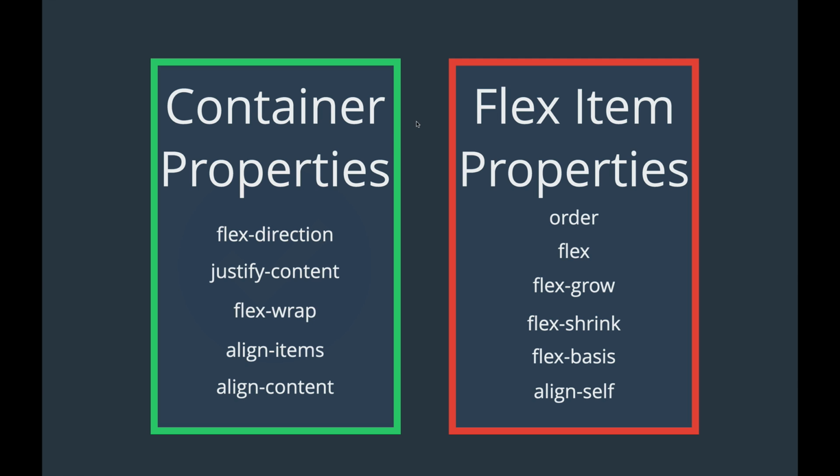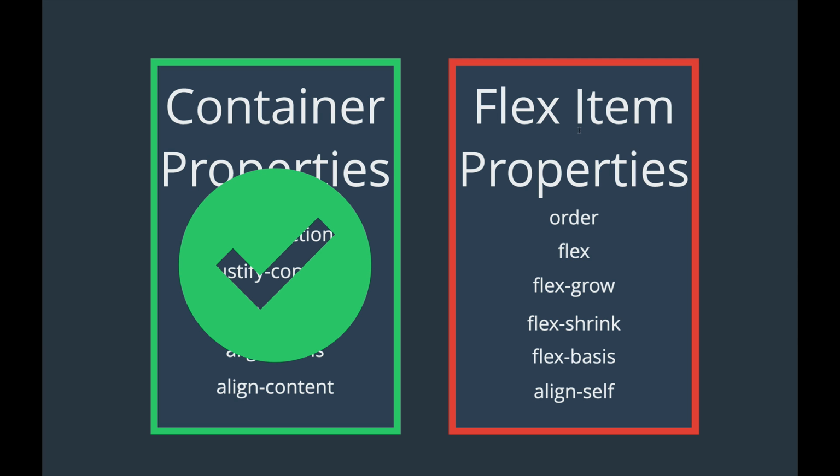So at this point, we've wrapped up the different container properties: flex direction, justify content, flex wrap, align items, and align content. Now we're going to talk about the flex item properties. These are properties we apply to the individual items that are inside of a flex container. So these all are, they're not global, but they are container-wide changes. Now we can manipulate one item at a time.